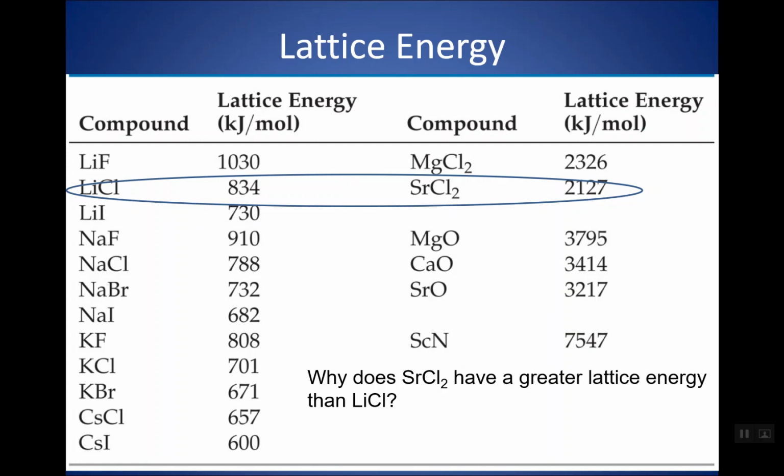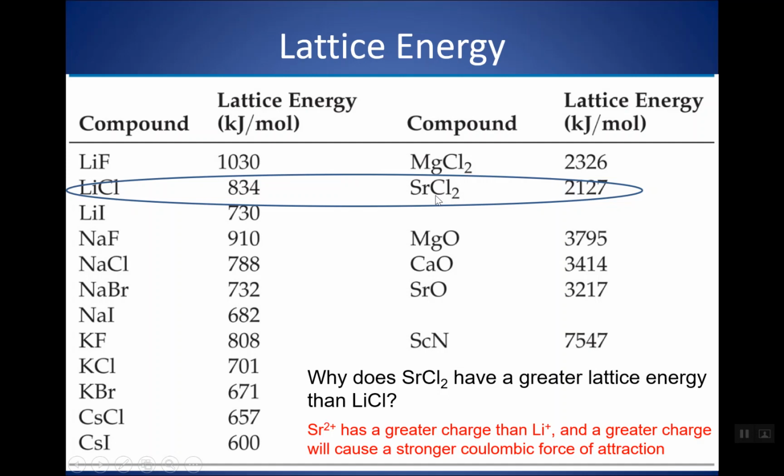So again, the two factors would be charge and radius. Let's consider the first, charge. That would be a great explanation. Here Li is +1, Cl is -1, but here Sr is 2+ and Cl is -1. So I have greater charge, and therefore we have a greater force of attraction. Sr2+ has a greater charge than Li+. Greater charge causes stronger Coulombic force of attraction.